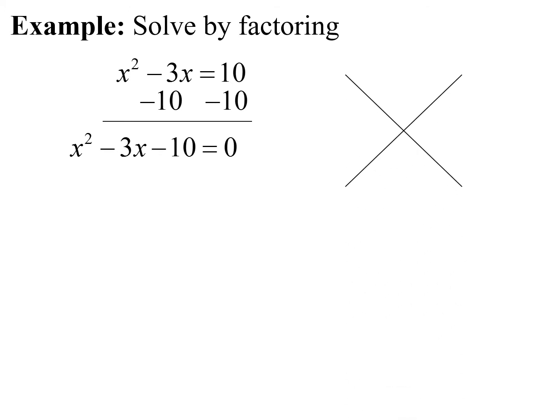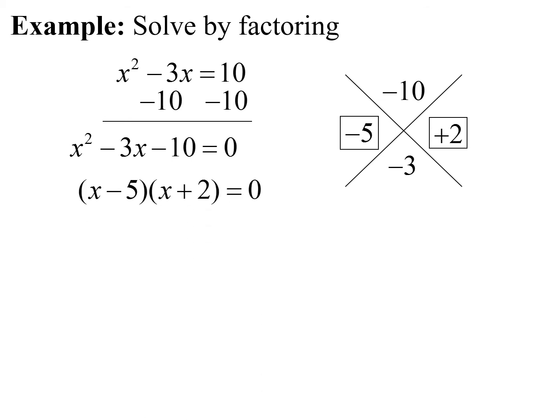Now to factor, I want to multiply to the constant, negative 10, and I want to add to the term in front of x, which is negative 3. To multiply to a negative, it has to be a negative times a positive. To add to a negative, I need my larger number to be the negative. So when I think of 10, I think of 5 and 2. So I'm going to try negative 5 and positive 2. I know that negative 5 times positive 2 is equal to negative 10. Negative 5 plus 2 is equal to negative 3, so these two numbers work.